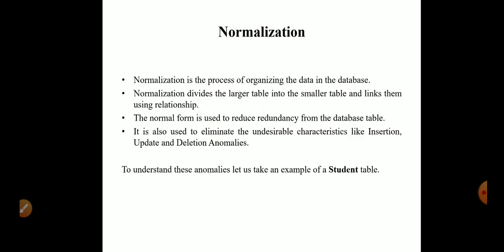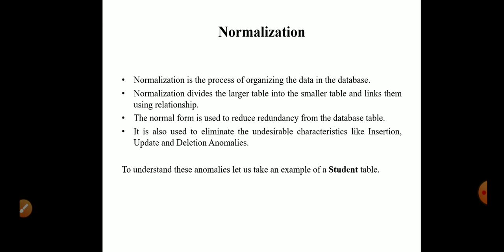So first let me explain what is normalization. Normalization is the process of organizing the data in the database. It is a systematic approach of decomposing tables to eliminate data redundancy, that is repetition of data, and also undesirable characteristics like insertion, update and deletion anomalies.